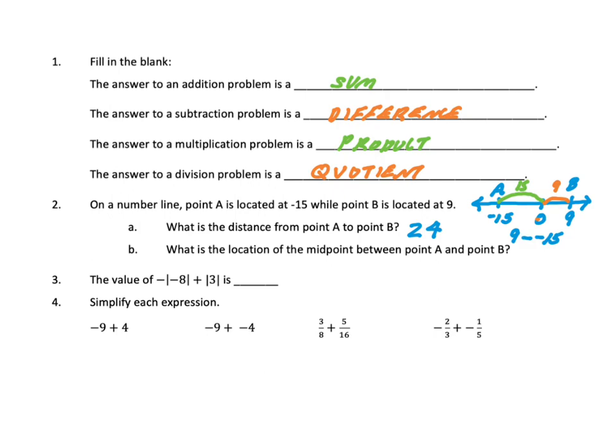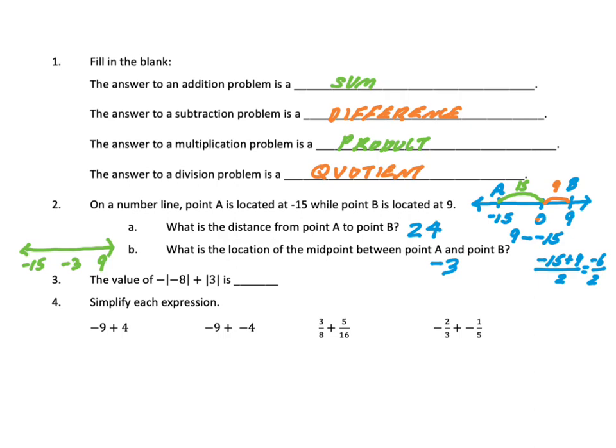Now we want to find the midpoint. Well, to find the midpoint, we find the average. So we're going to take negative 15 plus 9 and divide that all by 2. Now, negative 15 plus 9 gives us negative 6. And if we divide that by 2, we're going to end up at negative 3. So if we recreate a number line over here, here's negative 15, here's 9, and here's negative 3.